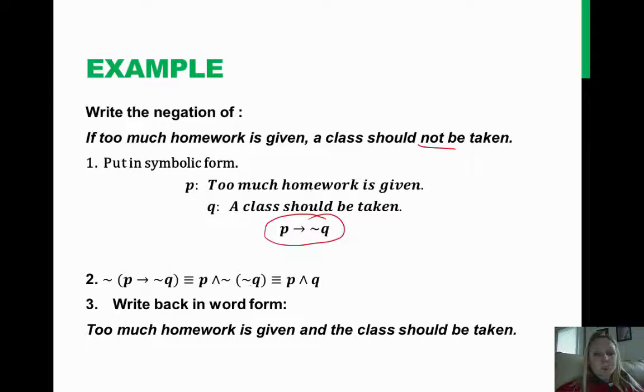Now, just to warn you, this may not sound very logical in your mind. Too much homework is given. Why would you want to take the class in that case? Don't think of it that way. Use the formula, okay? That's important.